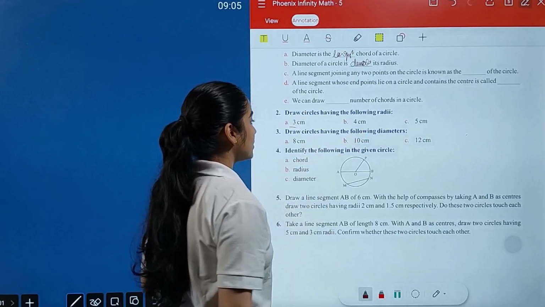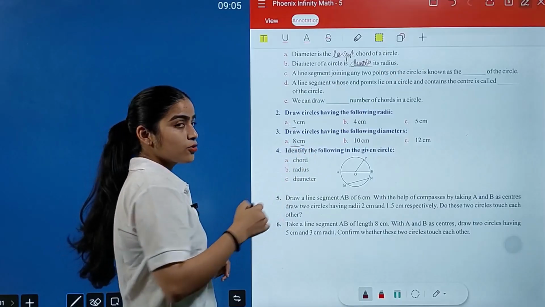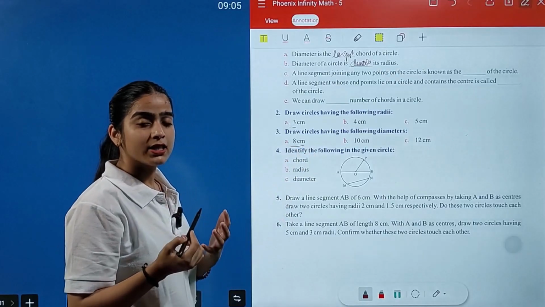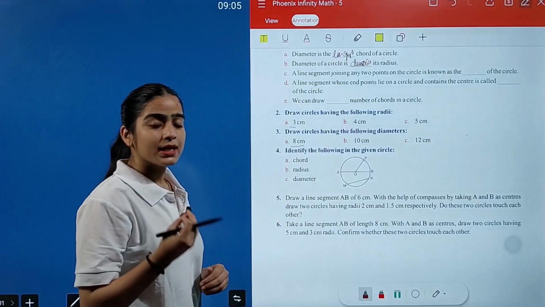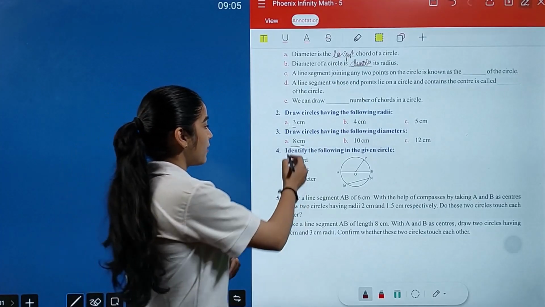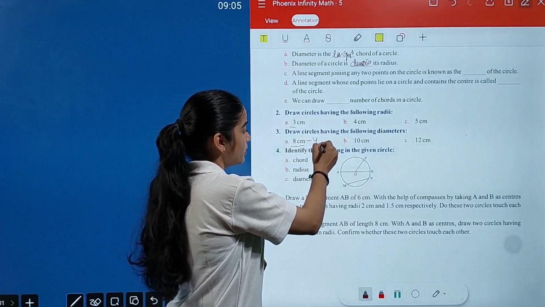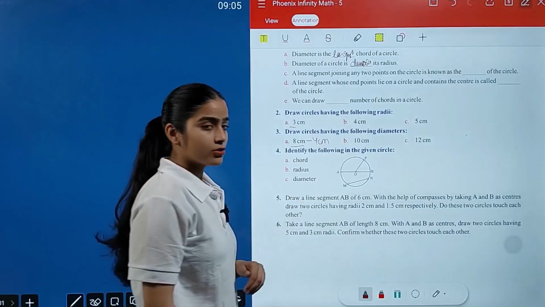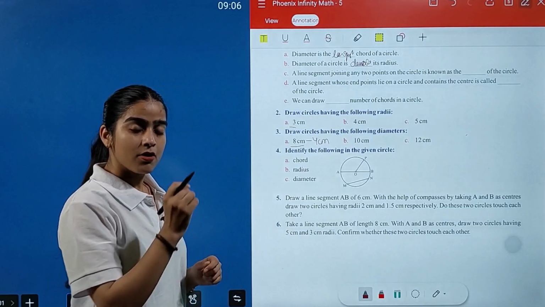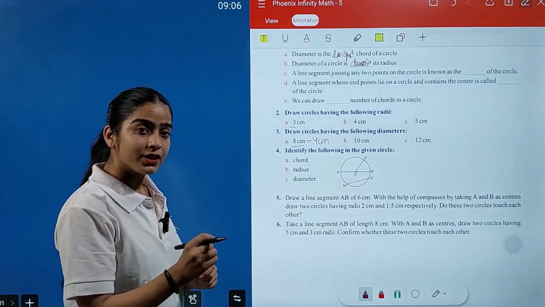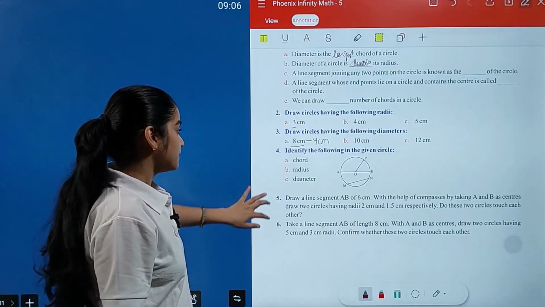Draw circles having the following diameter. So in this case you have this diameter. For making a circle we need a radius. So we have to take first diameter 8 centimeters. So half of it is our radius. So 4 centimeter is our radius. Now we have to open our compass for 4 centimeter. After that we just put a pin over a paper and then make a circle.